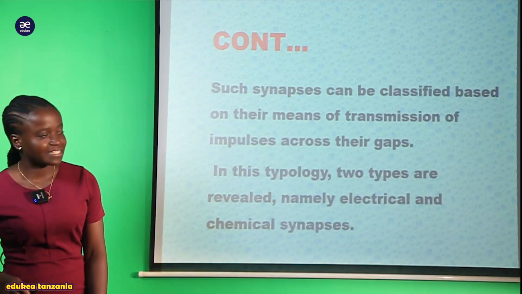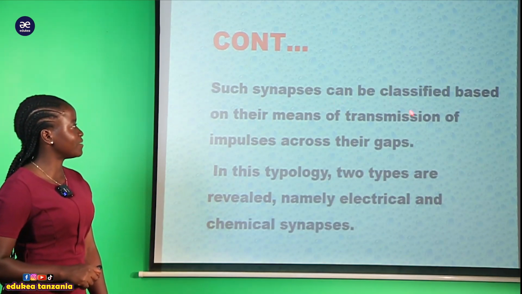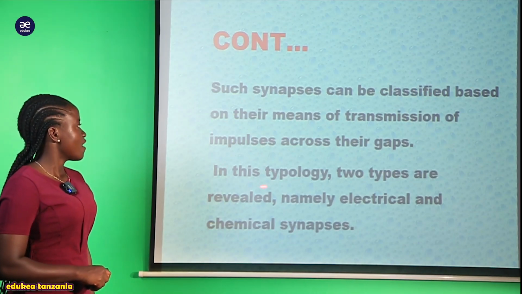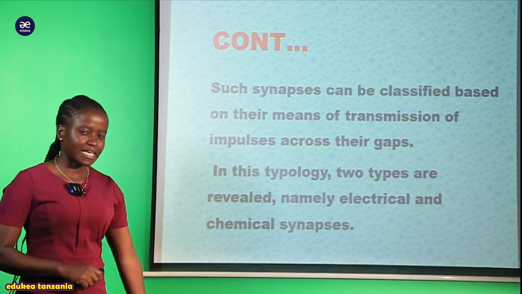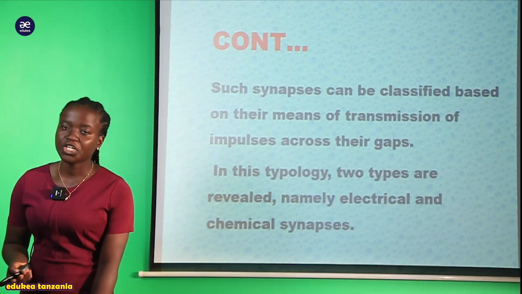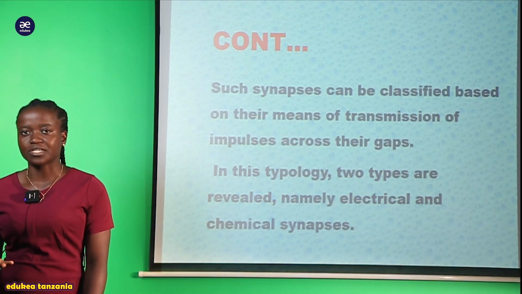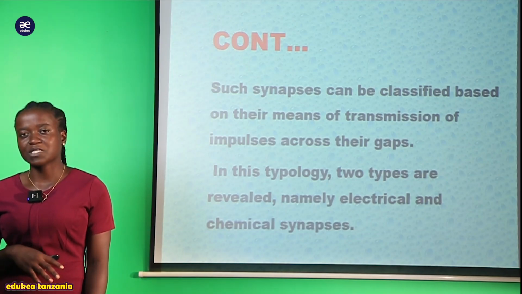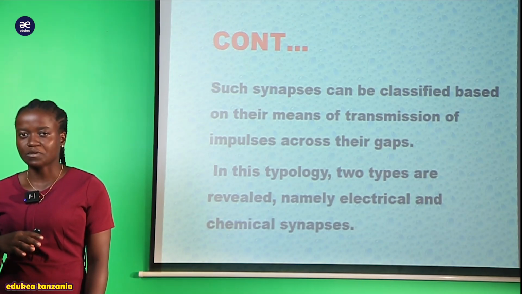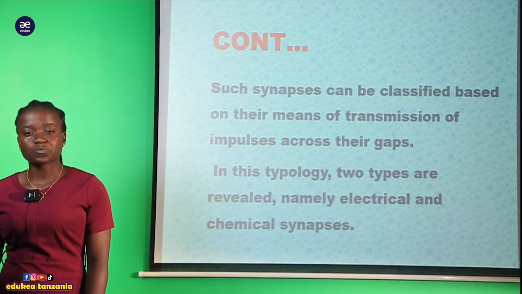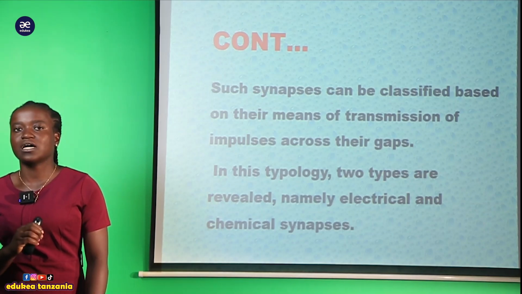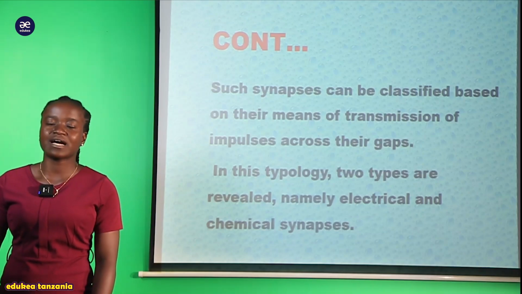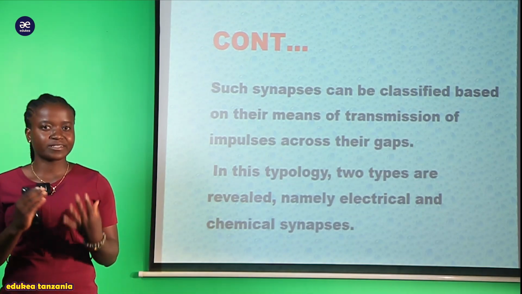So now we can say that such synapse can be classified based on the means of transmission of the impulse across the gaps. Kwa hiyo sasa kwa mfano hiyo neuromuscular junction ina tofauti mkubwa na other junction or another synapse that is found in different kinds of part of the body, kwa sababu transmission of the nerve impulse across the neuron together with that muscle zinakuwa ni tofauti zaidi.